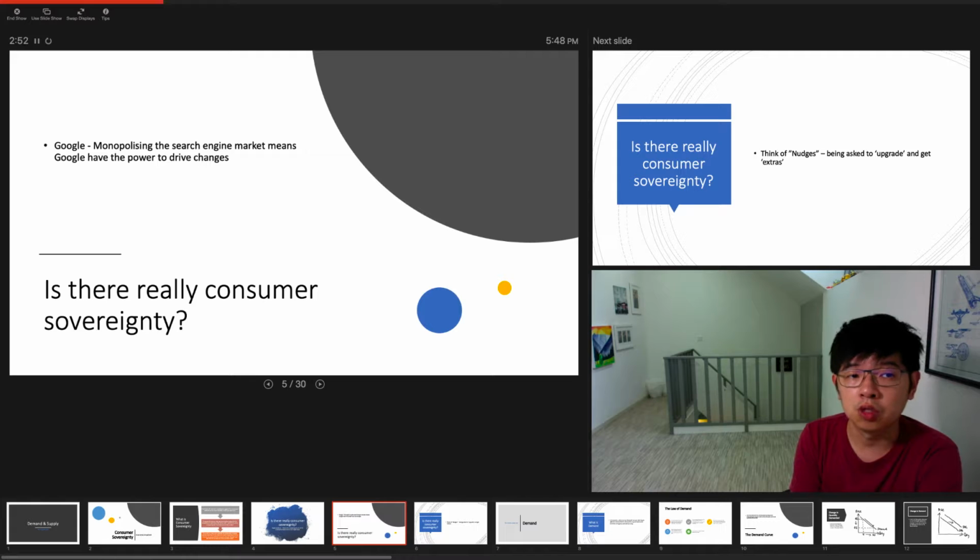In the case of Google, because they monopolize the market, that means they actually have the power to drive changes to the way you think.